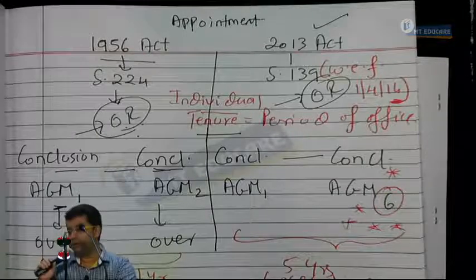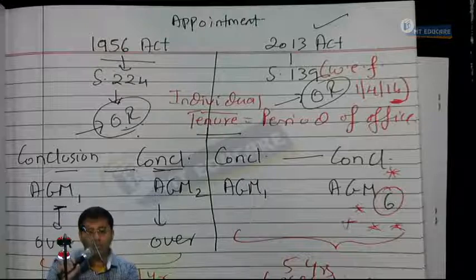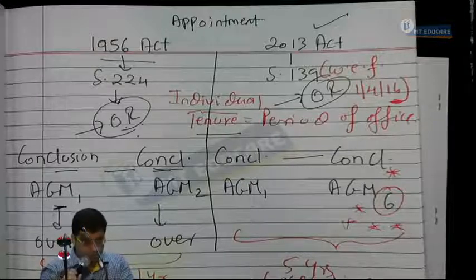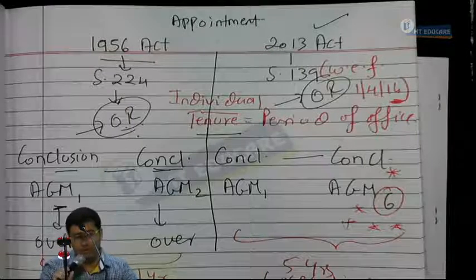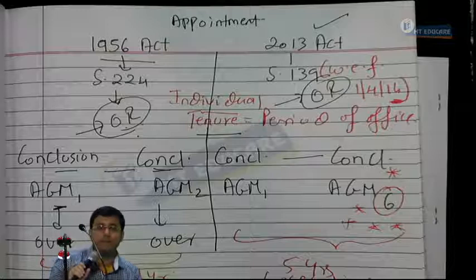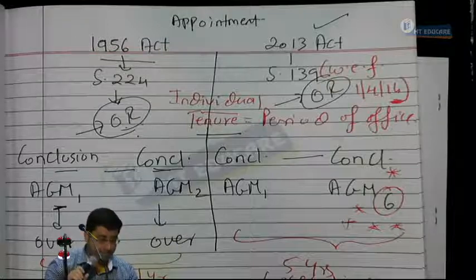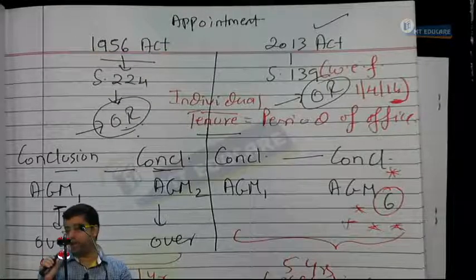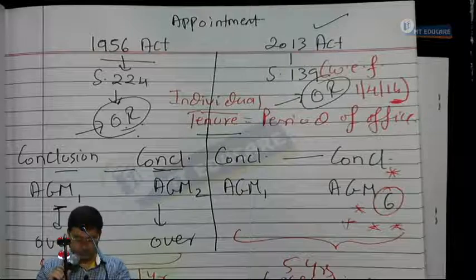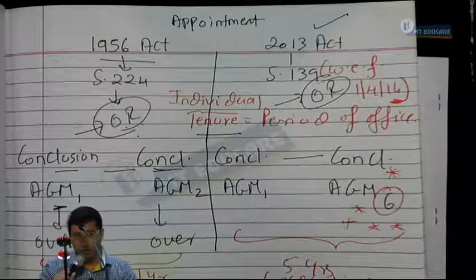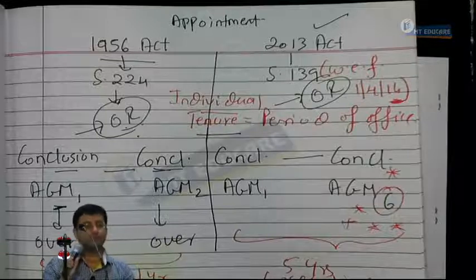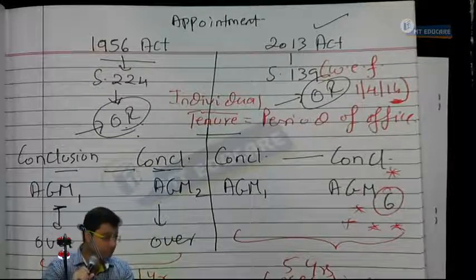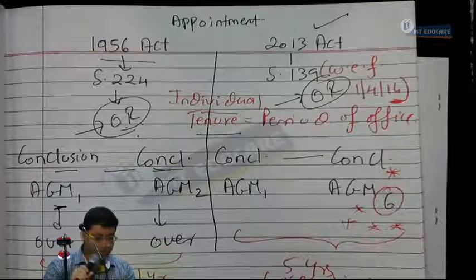An ordinary resolution is passed by the shareholders to appoint auditors at the annual general meeting.